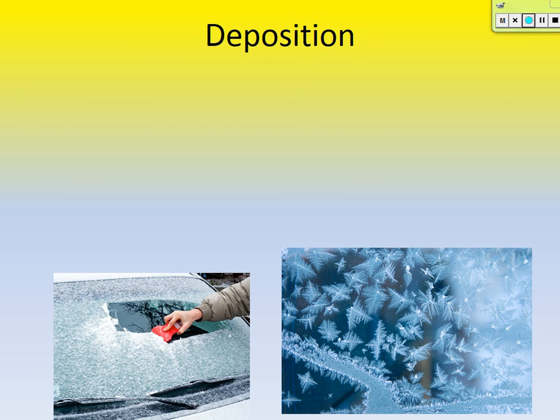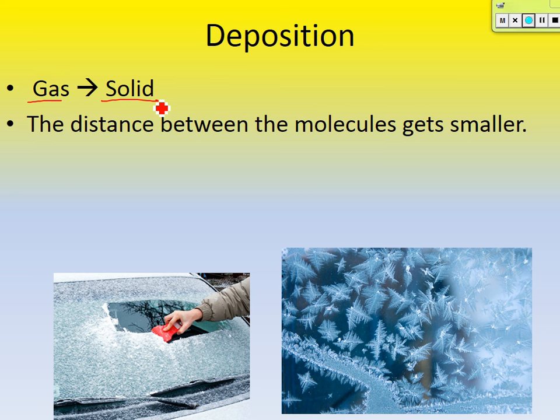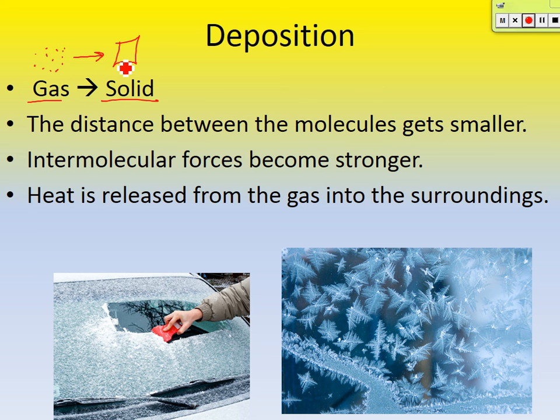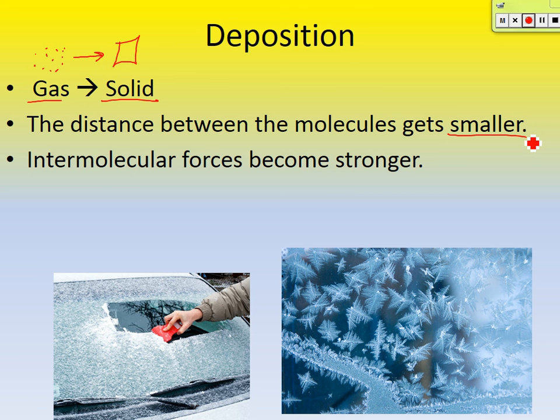All right, there's one more. It's called deposition. Okay, this is when you go from a gas directly to a solid. If you're going from a gas, so let me draw it up here, the gas phase, directly to a solid, predict what's happening to the distance between the molecules. Yeah, the distance here has got to get a lot closer. So the distance gets smaller, and the intermolecular forces become stronger because they're so much closer together.